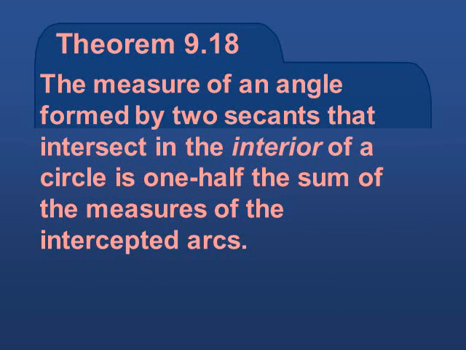The next theorem is when you have two secants that intersect inside the circle. Okay, it's half of the sum. So when it's inside the circle, we're going to add. When it's outside, when they intersect outside the circle, we're going to subtract.